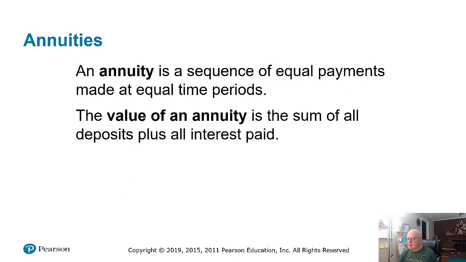Number 1 on the list, annuities. It's a sequence of equal payments made at equal time periods. So, for example, at the beginning of this month, you might put away $100 or even $5, anything, and continue to do that at equal time periods until the annuity actually matures. The value is the sum of all deposits, the money you put in, plus all the interest that's accrued in the meantime.